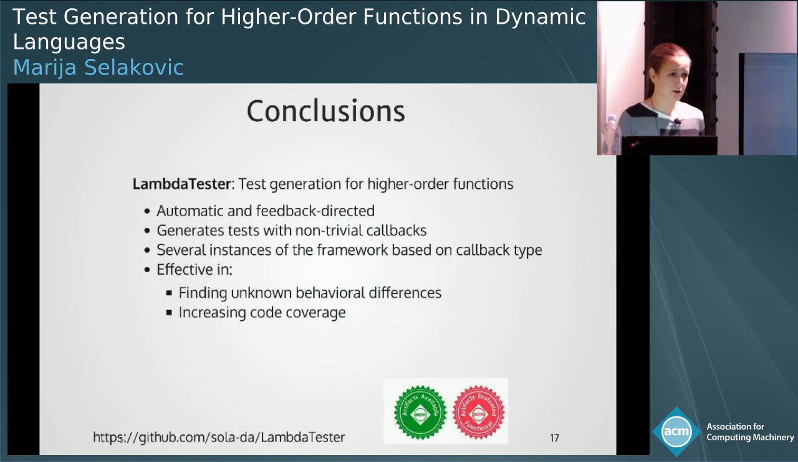I would like to conclude this talk. In this talk, I presented LambdaTester, which is a test generation framework for higher-order functions in dynamic languages. It's automatic and feedback-directed. It generates tests with non-trivial callbacks. We evaluated the effectiveness of LambdaTester on several instances of the framework based on the callback type, and we show that LambdaTester is effective in finding unknown differences and also increasing the code coverage. The framework is available at the link you can see on the slide. It's also artifact evaluated and available at the ACM Digital Library.